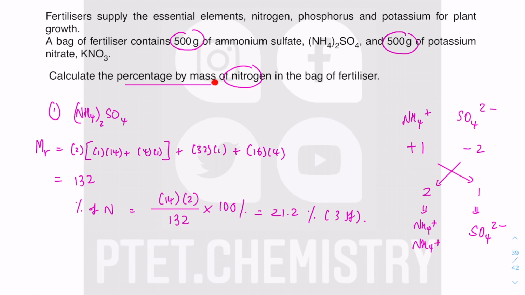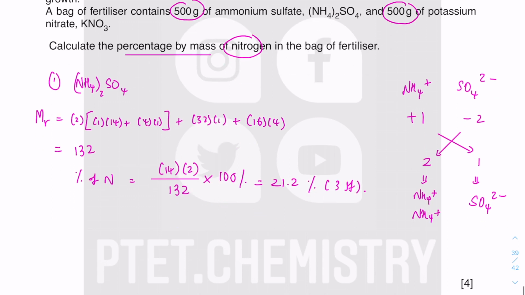So if they want the mass of nitrogen, it would be 21.2 over 100 times 500 gram. That will be the mass of nitrogen in this particular thing here. But they want the percentage by mass, so this is perfectly all right. The 500 gram is there to try and confuse you between what is percentage by mass versus what is mass of nitrogen. Percentage has a unit of percentage, mass of nitrogen will have a unit of gram or kilogram, etc. The next thing was potassium nitrate.